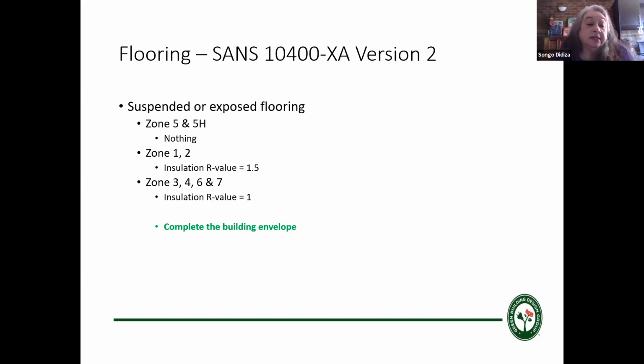So the committee decided that in energy zones 1 and 2, there'll be insulation of R value 1.5. In 3, 4, 6, and 7, there's insulation of R value 1, just to complete the envelope. Except in your region.